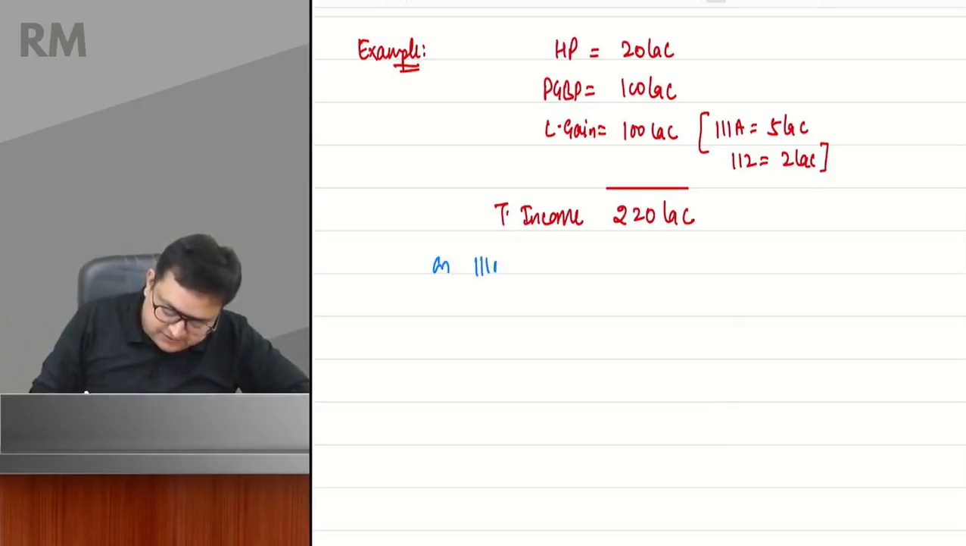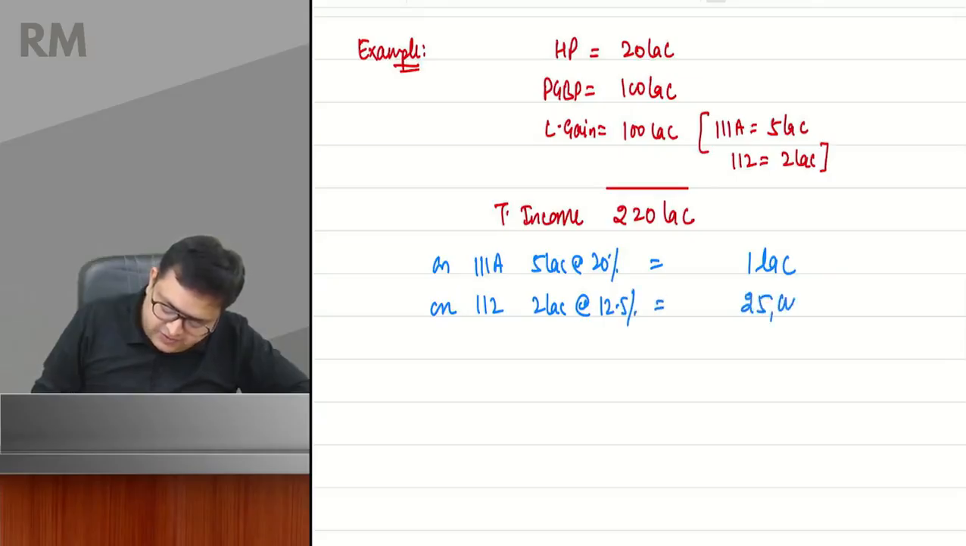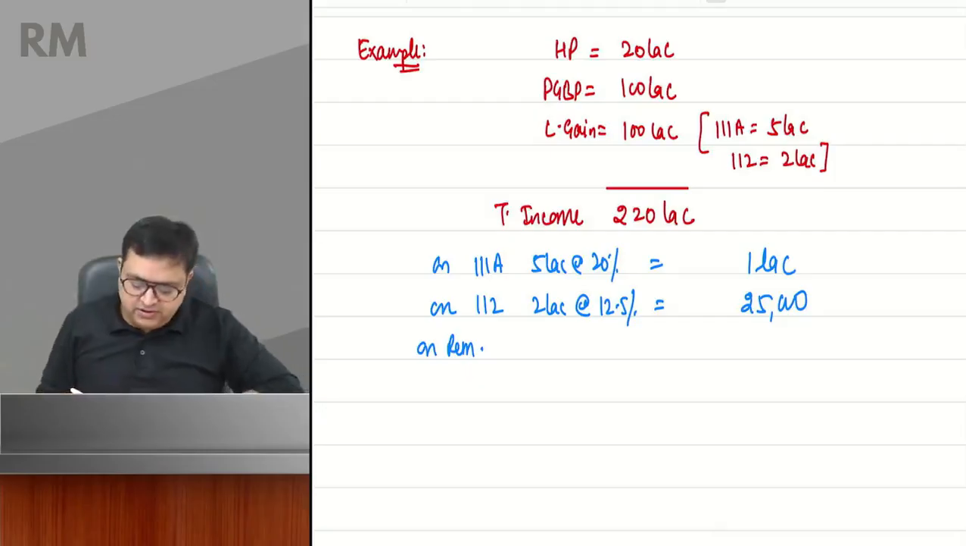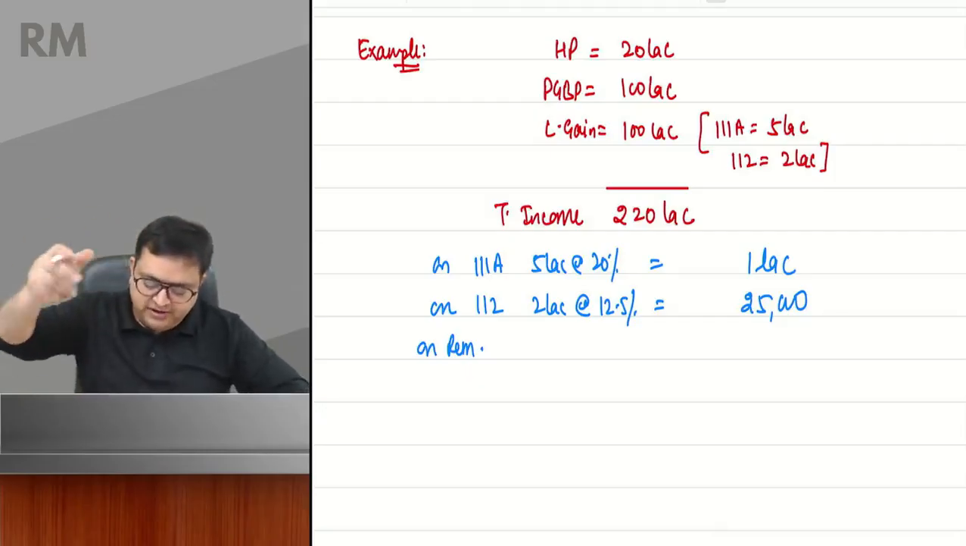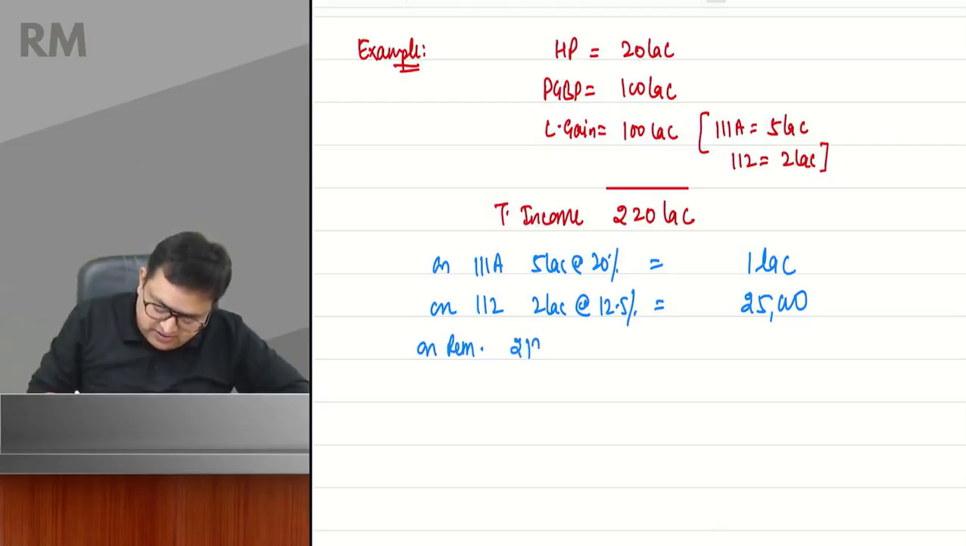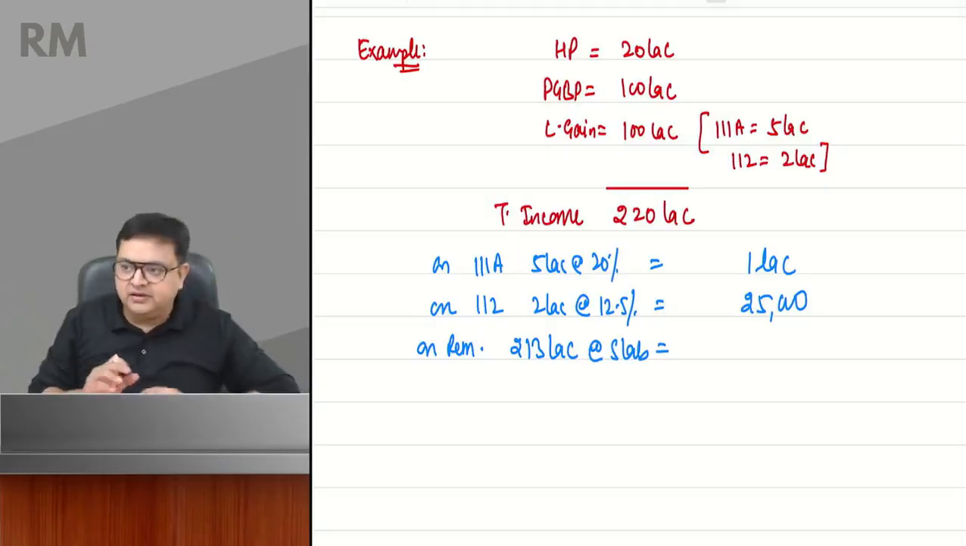On 111A, 5 lakh at the rate of 20%, 1 lakh. On 112, 2 lakh at the rate of 12.5%, 25,000. And on remaining income, we don't have any special income now. Tell me, what is the remaining income? 220 minus 7, 213 lakh at slab rates, default regime we are doing.